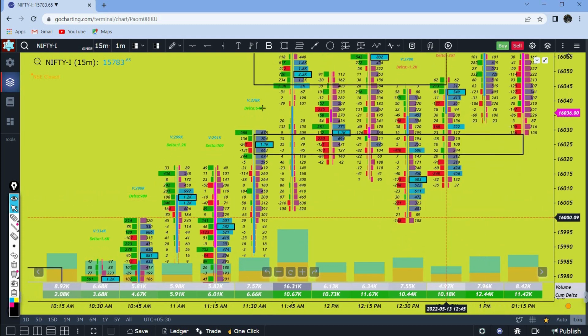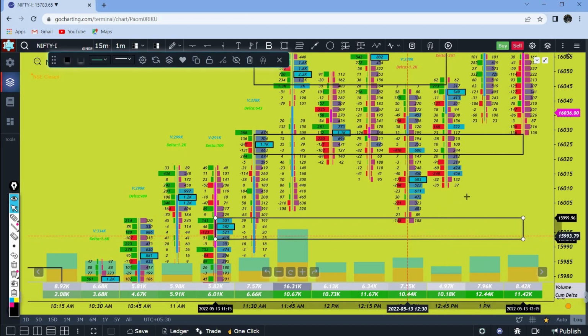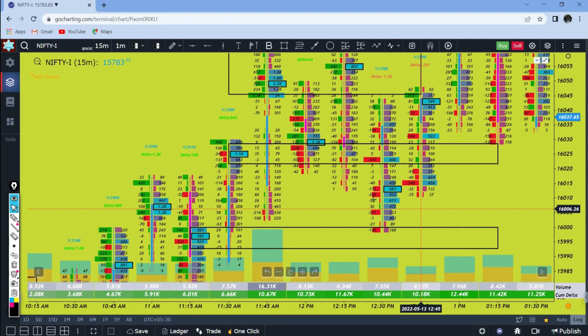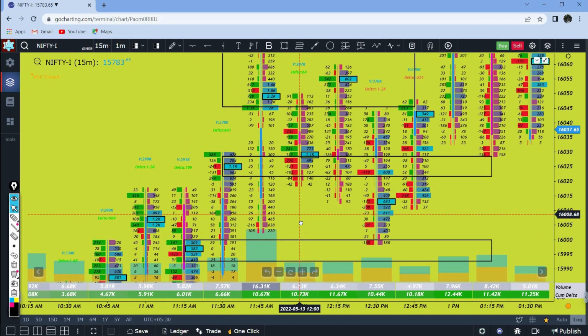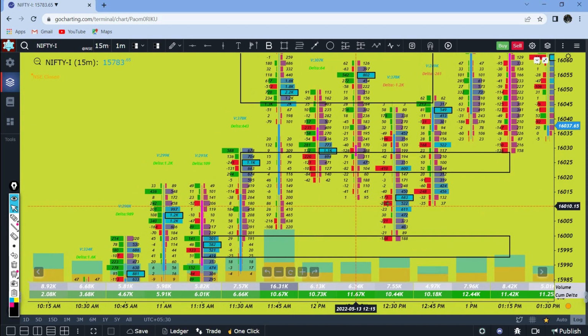Now what you see here is it holds this volume cluster and goes back again. So when it does this, I would be tempted to take a trade because it's holding this, and I would certainly look for these guys getting tested again, okay? So why am I saying this place and not this place?